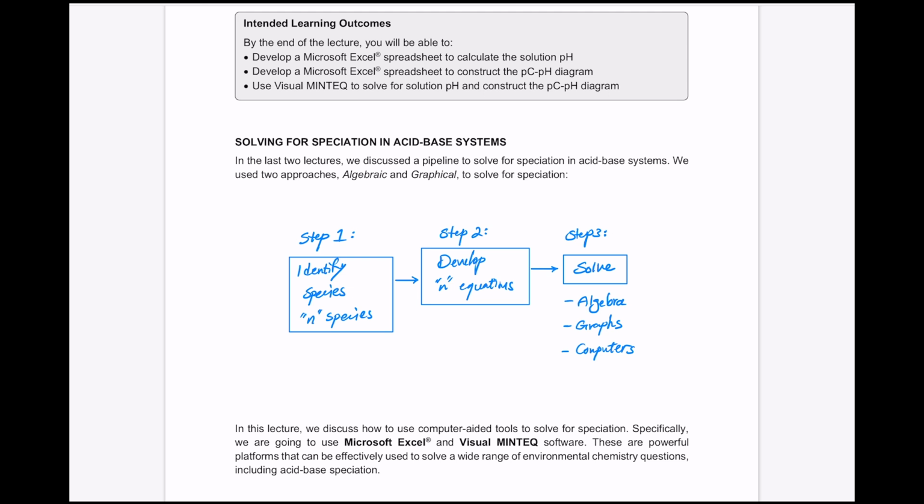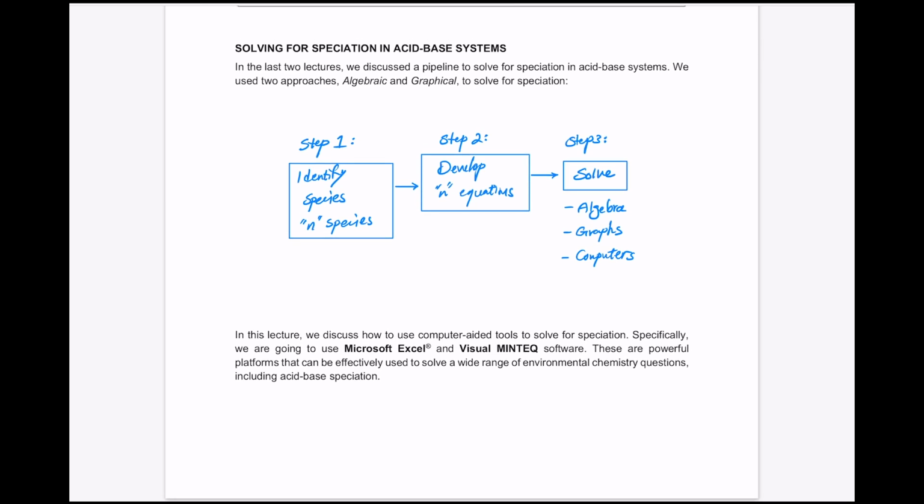So specifically, the two software tools or the two approaches that we're taking in this lecture are either using Microsoft Excel, the spreadsheet, or this open source software with a huge thermodynamic database. It's called Visual MINTEQ, which can be downloaded and installed easily. So these are basically powerful tools for a wide range of applications within the environmental chemistry framework. But here in this particular lecture, we're focusing on only acid-base systems in order to get the speciation.